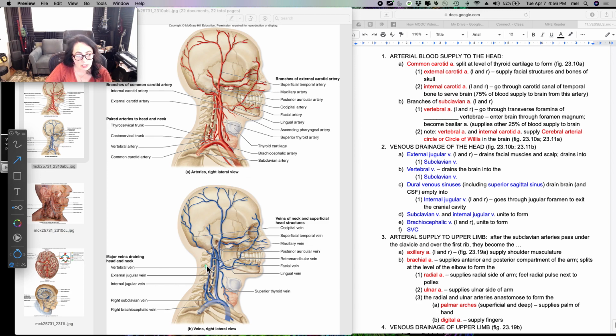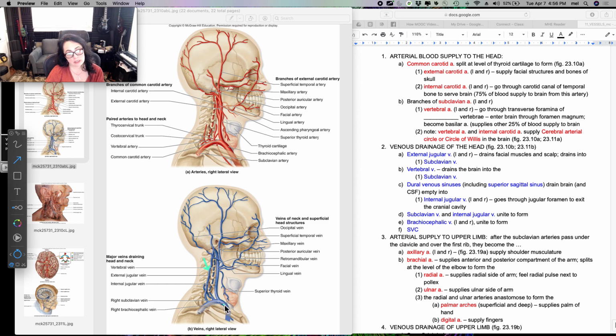Do you see this guy right here? This guy right here is the external jugular vein. How can you tell it's the external one? Because it's actually draining external structures. So the external jugular vein drains the facial muscles and the scalp that were supplied by the external carotid artery. So that's the external jugular vein.